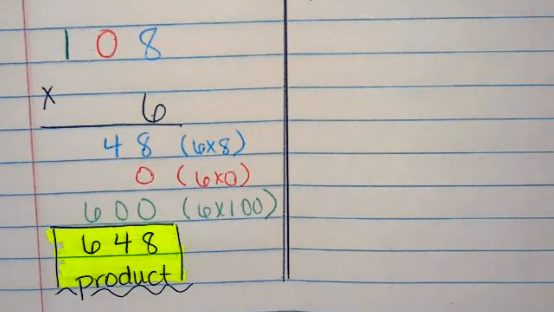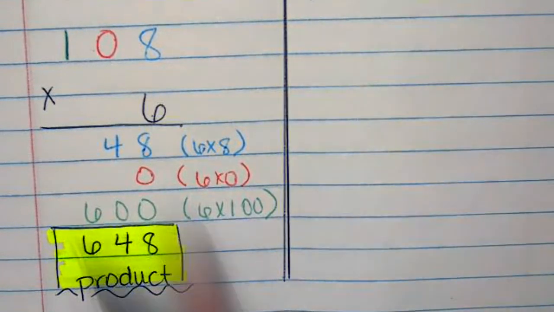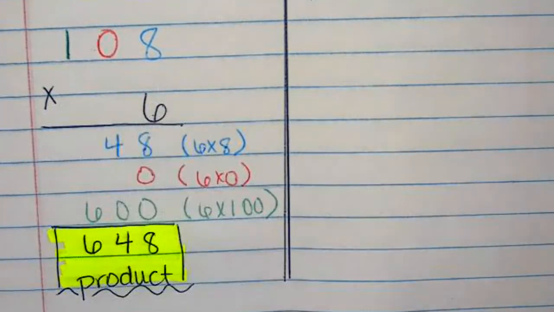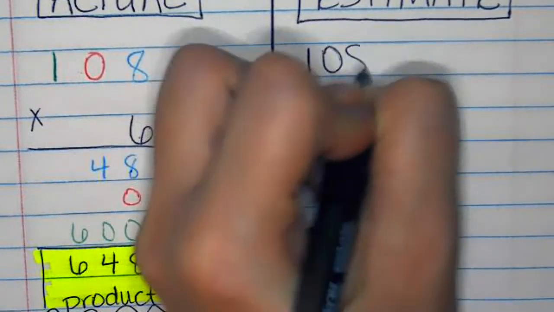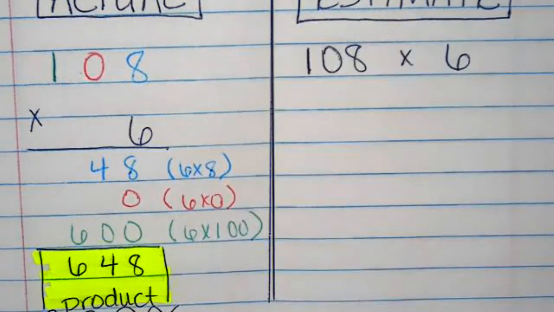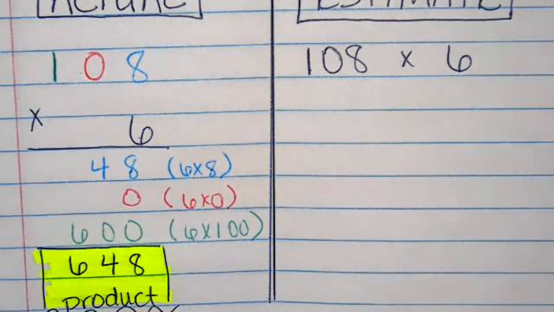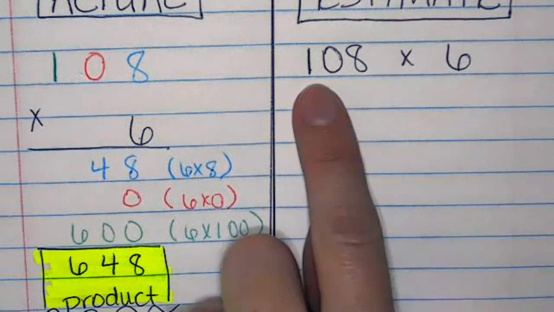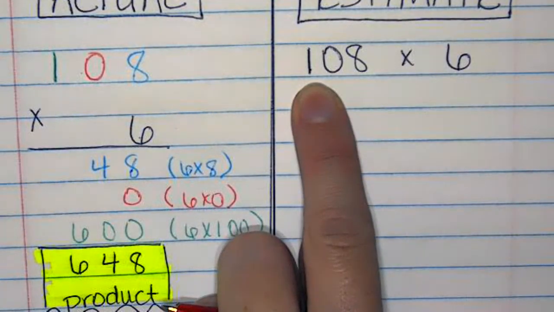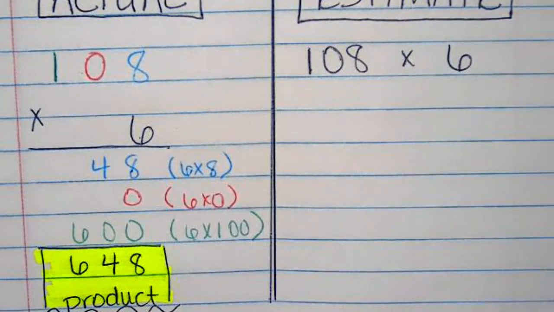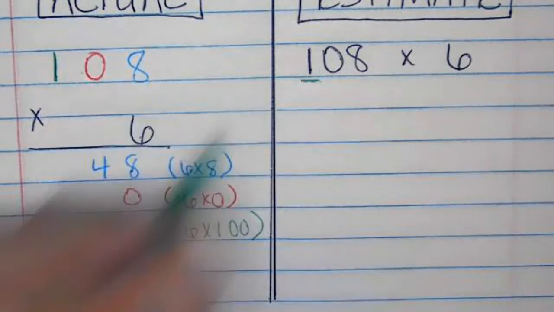Okay, with 648 as my product, how do I know if that answer is right, or if it's even close to right, or if it's reasonable? What we're going to do is take this problem and estimate it. So I'm going to take 108 and multiply it by 6, like we've done previously. I need to find the place. This is the highest place value right here. So I'm going to find the place, which is the hundreds place, and look next door at this place right here.